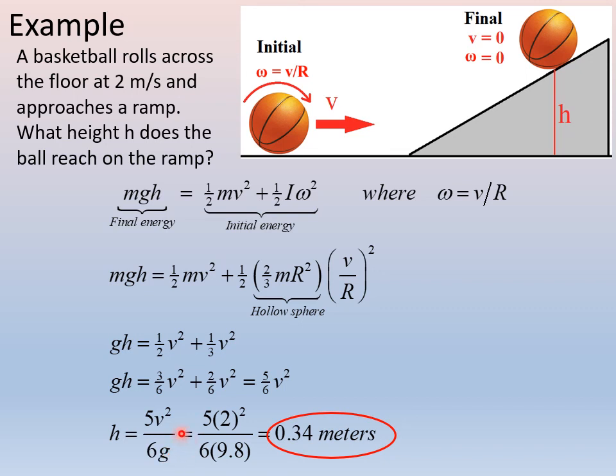And finally, we can plug in our numbers. v is equal to 2, and g is 9.8, which gives us a total final height of 0.34 meters.